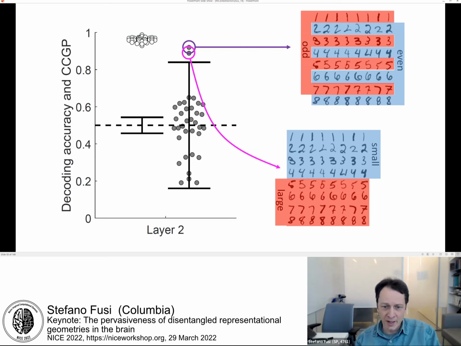Okay, so this is a good diagnostic tool. It's telling us that there is a very special structure here. We can identify it, and we can do it in a totally unbiased way. We don't need to know a priori what are the variables that are represented in this special abstract format that are disentangled.